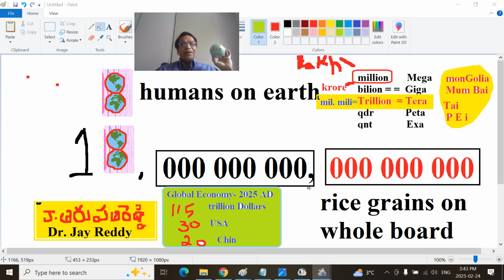Global economy 2025 projected is $115 trillion. Yes, dollars. Among which USA is 30. How do you remember? USA has 333 million people. Make it one tenth of it, it becomes 33. Round it up to 30. 30 trillion is the US economy, GDP. China is about 20. So you can remember these things in that way.